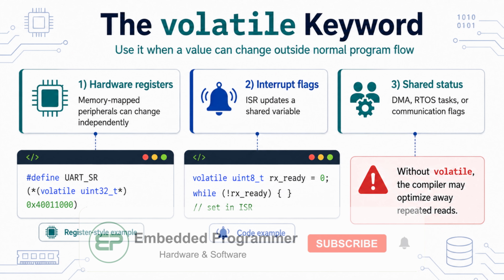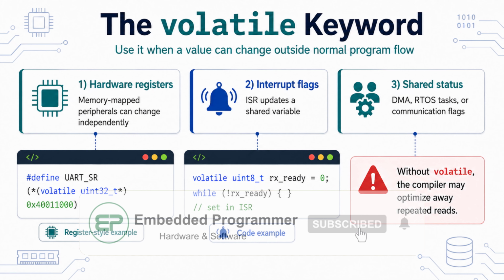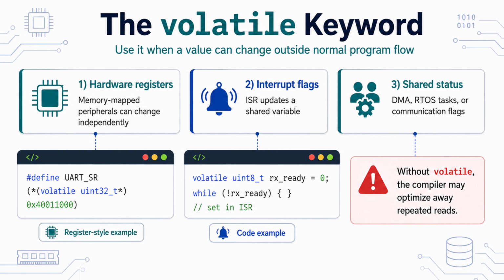The volatile keyword is essential in embedded C because some values can change outside the normal flow of the program. Hardware registers can change because a peripheral updates them. Interrupt flags can change because an interrupt service routine modifies them. Shared status variables can change because of DMA, RTOS tasks, or communication events.